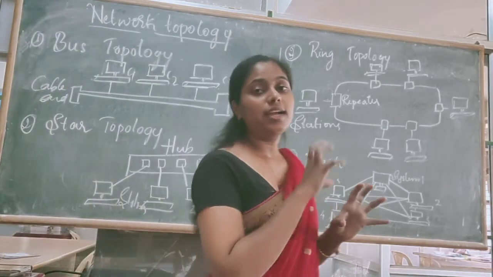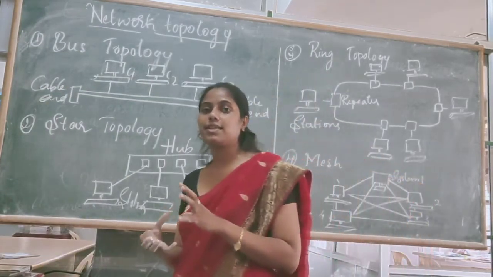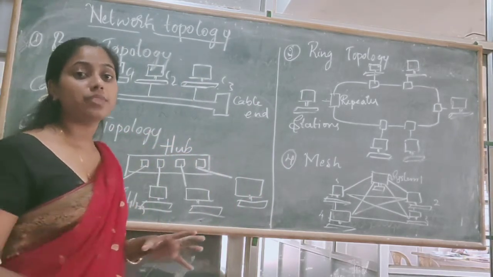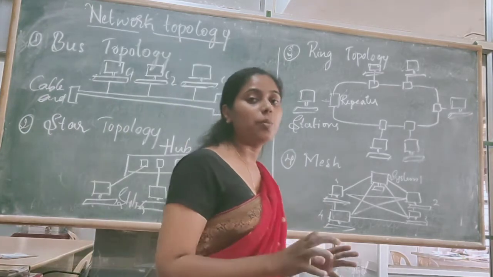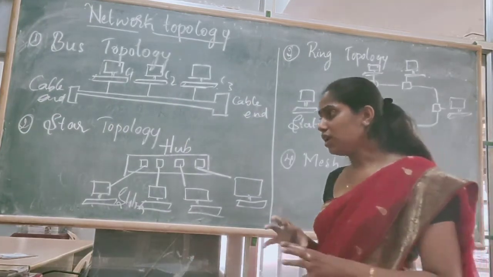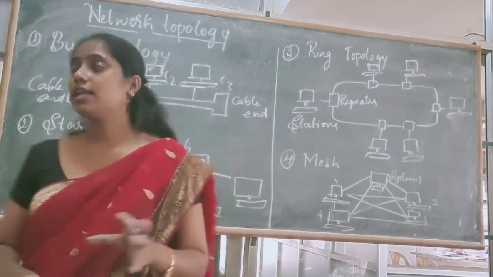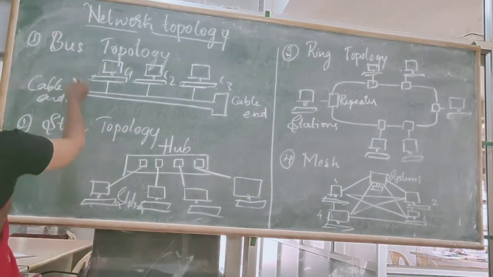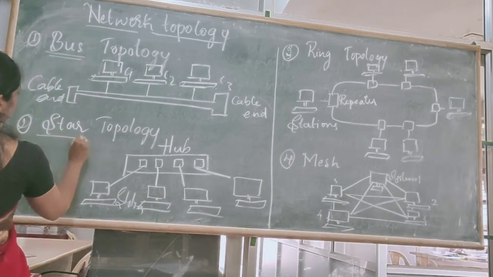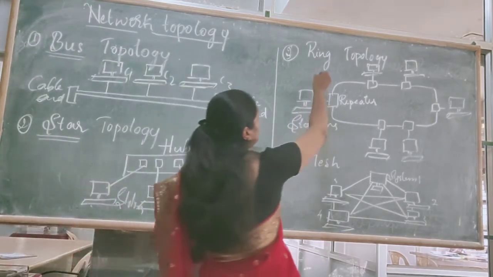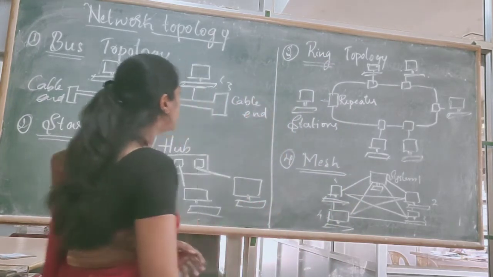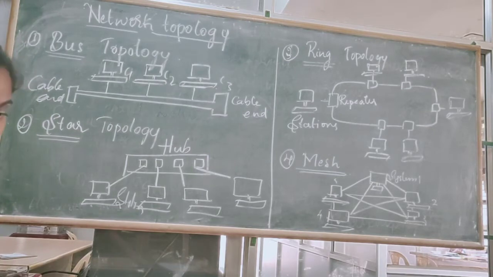In a network, there are different systems and devices; how they are connected in a network, we call that topology. So according to your syllabus, there are mainly four important topologies. The first one is bus topology, the second one is star topology, the third one is ring topology, and the fourth one is mesh topology. So now let's first learn about bus topology.